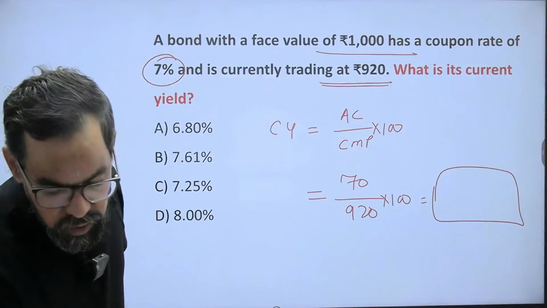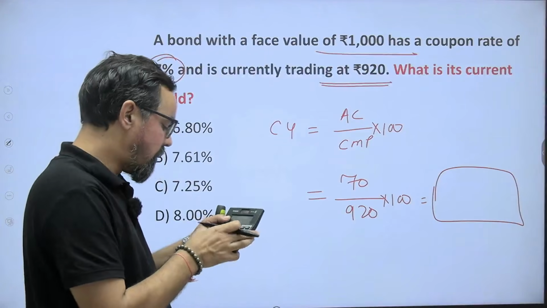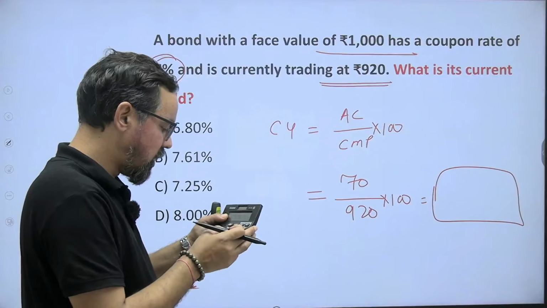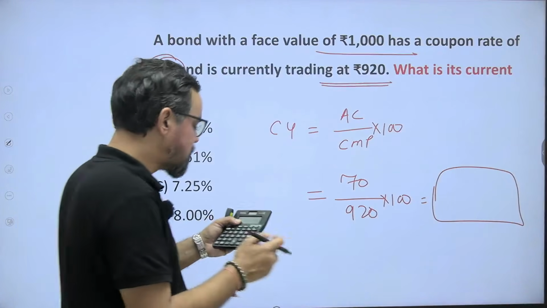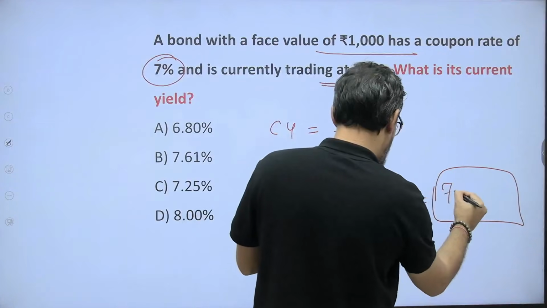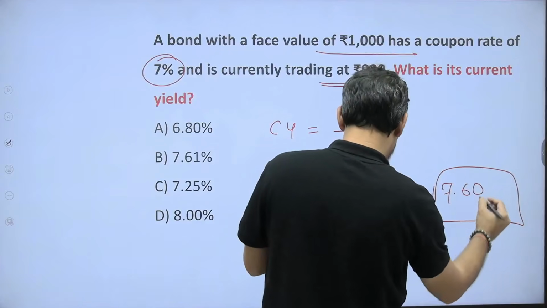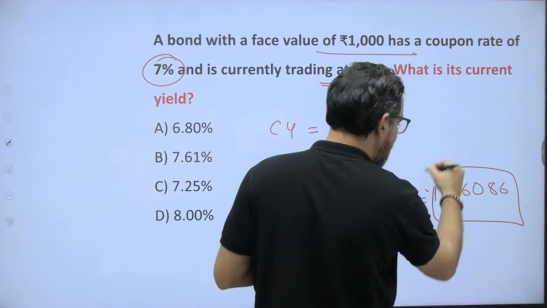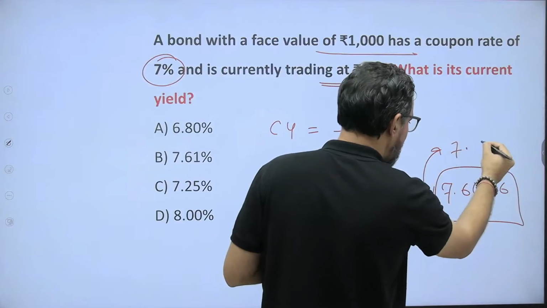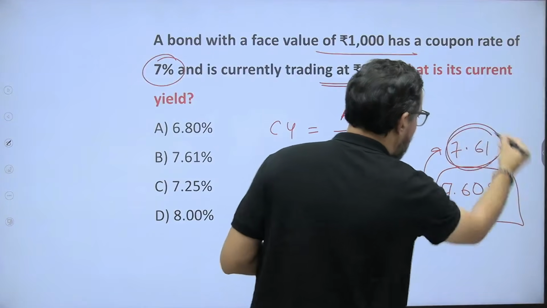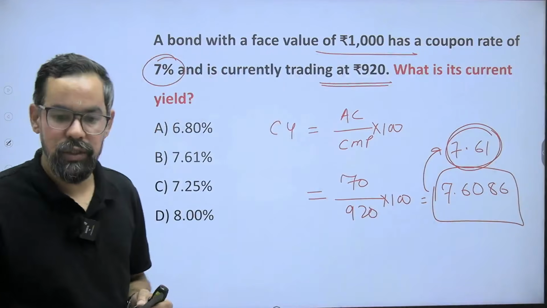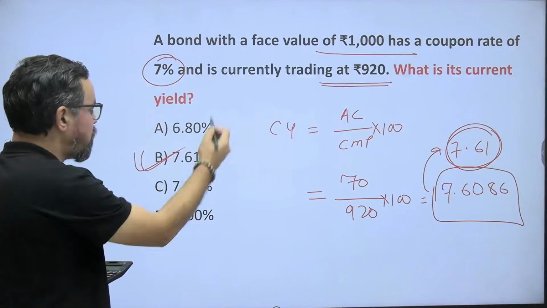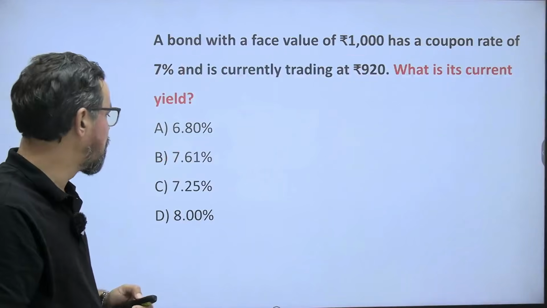What will be your correct answer? It is 70 divided by 920, into 100, so it is 7.6086, or you can write it as 7.61. That is the answer for this question. Understood? So that is the situation. We have it here, so option B will be the right answer for this question.